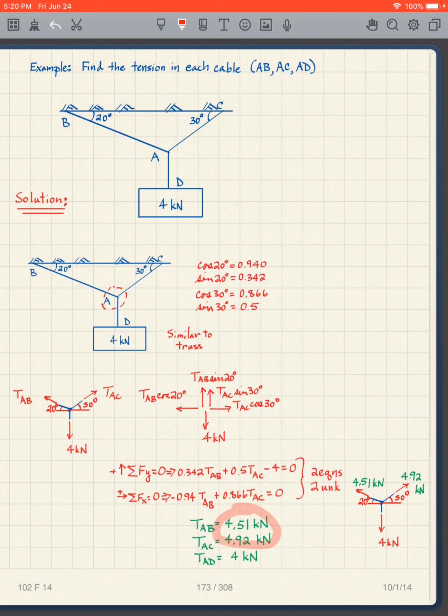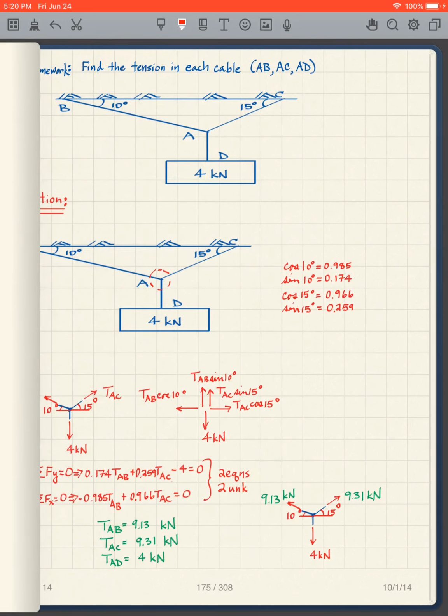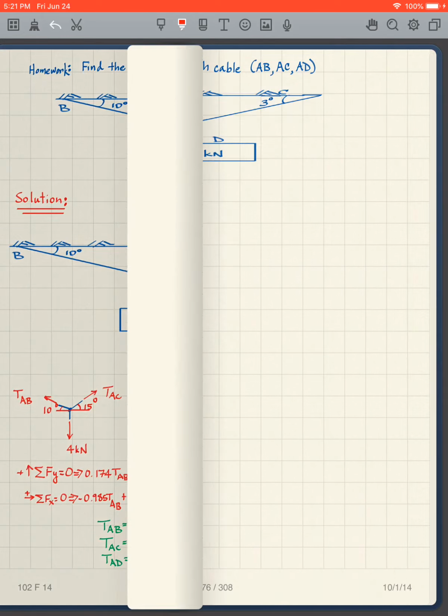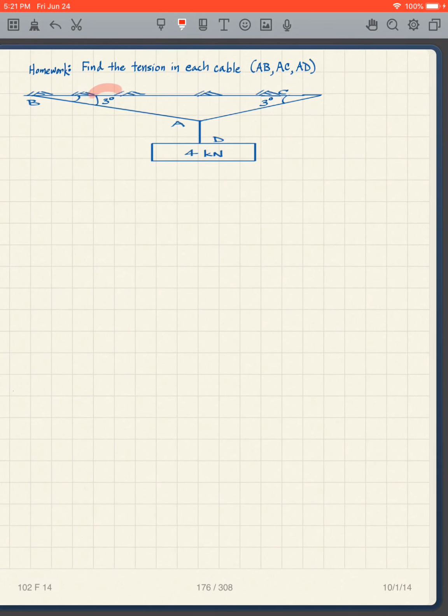So what I want you to observe here is, at the earlier angles, we're talking about 4.5, 4.92. As I make the angle smaller, what happens? It goes up, from approximately 4.5 and 5 to almost 10 for those two. So as these angles get shallower, the tension goes up.